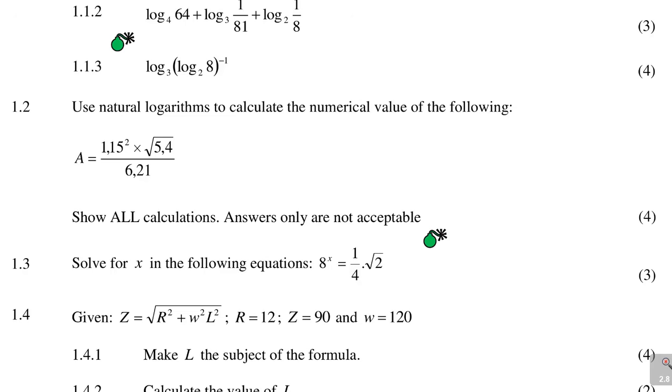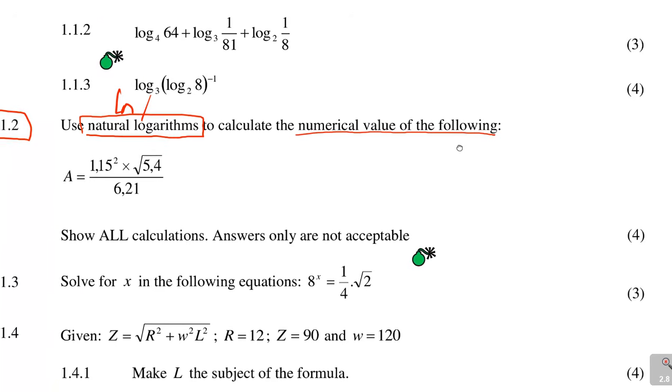Okay, number 1.2, it's an important one, this one guys. I will encourage you to master this. Just watch how I'm going to solve this one, because most students struggle when it comes to using natural logs. It says use natural logarithms to calculate the numerical value of the following. When they say natural logarithms, they mean ln, so you must use ln. Don't use log because it's not natural logarithms. Natural logarithms means you need to use ln.